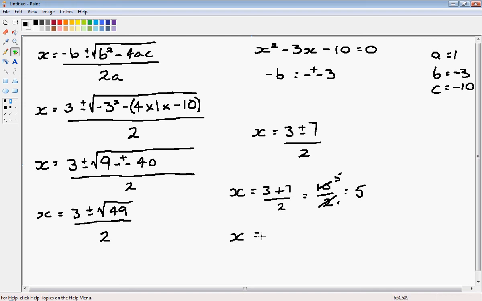Now we have the second possible solution, so 3 minus 7, now 3 minus 7 over 2, so 3 minus 7 is minus 4 over 2. This will cancel, so we get minus 2 over 1. Anything over 1 is itself, so we get minus 2. So these two are our solutions.